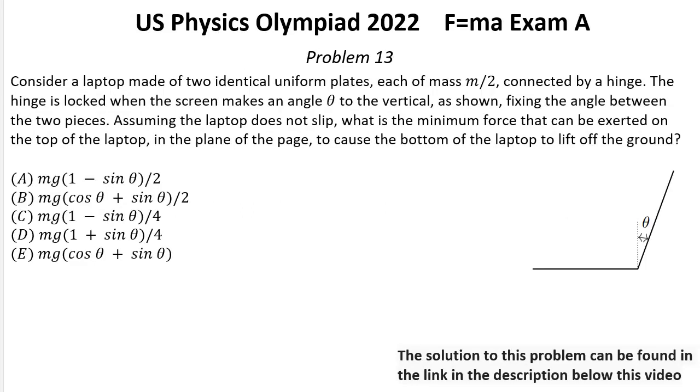Problem number 13. Consider a laptop made of two identical uniform plates, each of mass m/2, connected by a hinge. The hinge is locked when the screen makes an angle theta to the vertical, as shown, fixing the angle between the two pieces. Assuming the laptop does not slip, what is the minimum force that can be exerted on the top of the laptop in the plane of the page to cause the bottom of the laptop to lift off the ground?